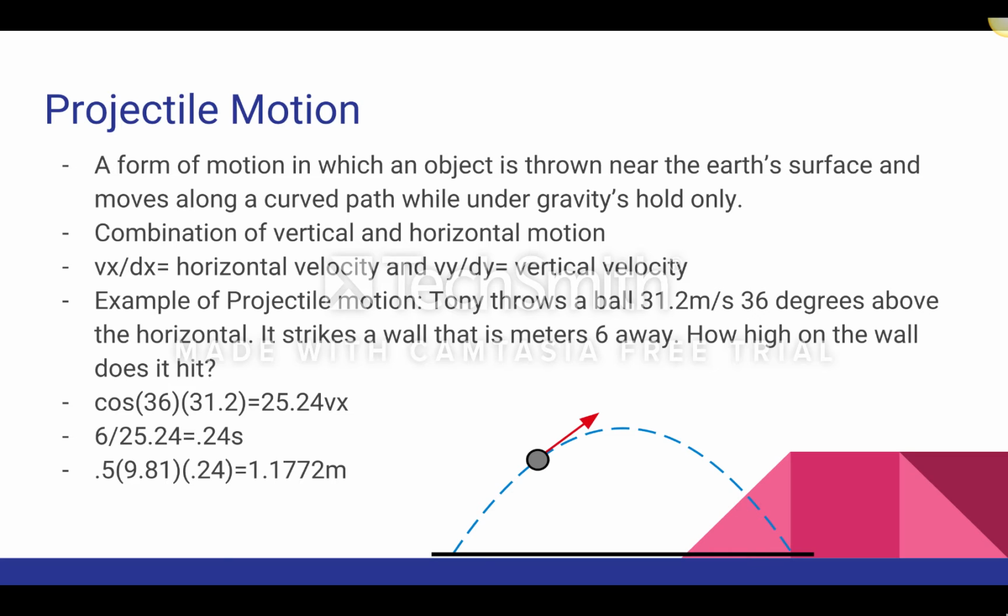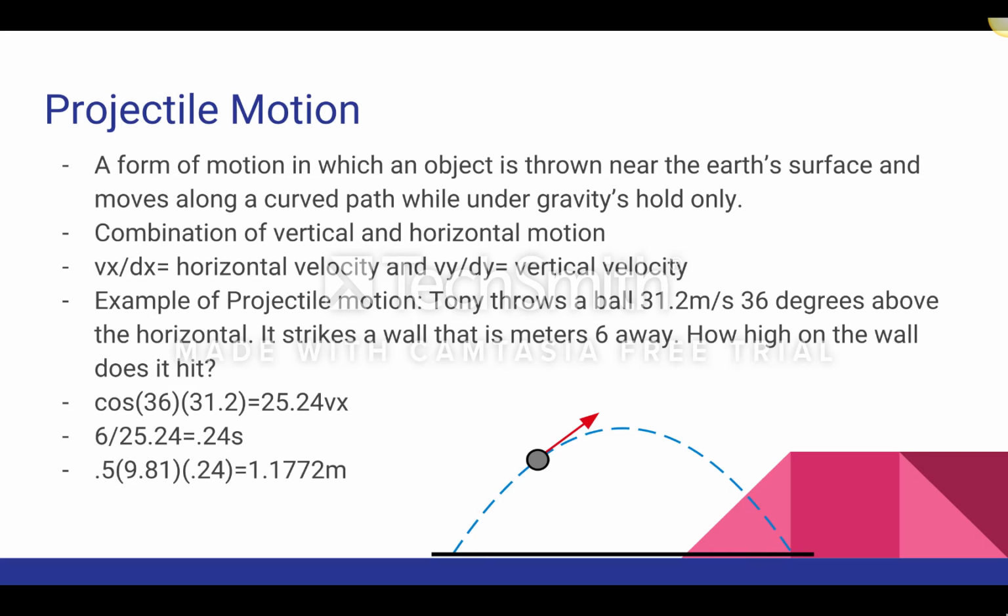An example of projectile motion would be: Tony throws a ball at 31.2 meters per second at 36 degrees above the horizontal. It strikes a wall that is 6 meters away. How high on the wall does it hit?